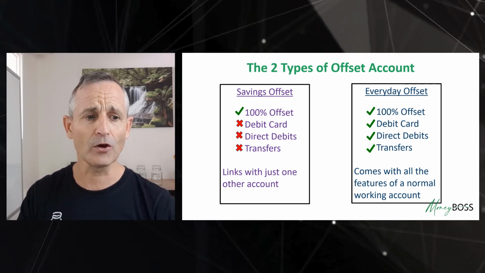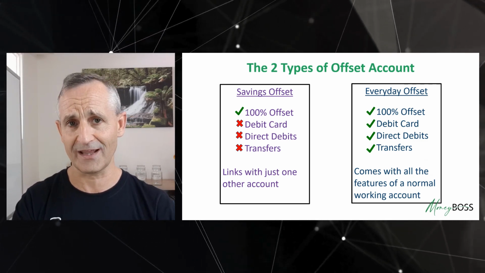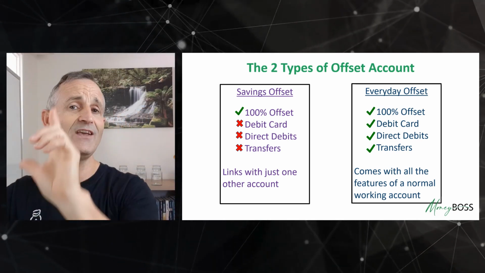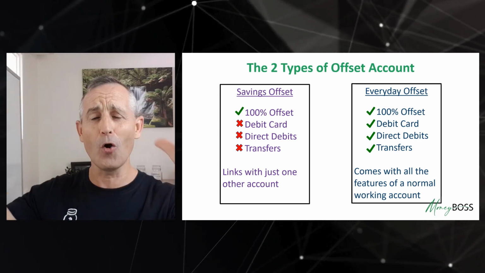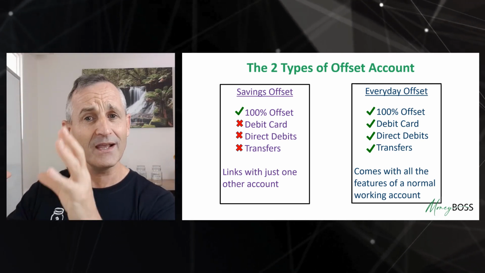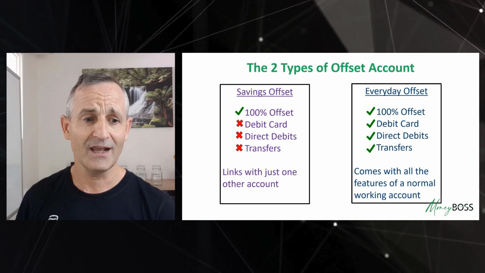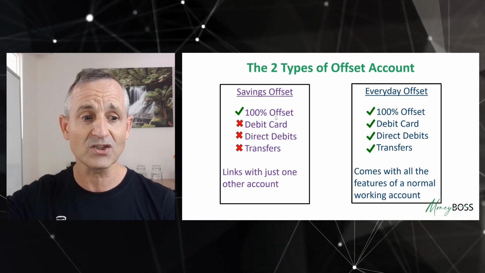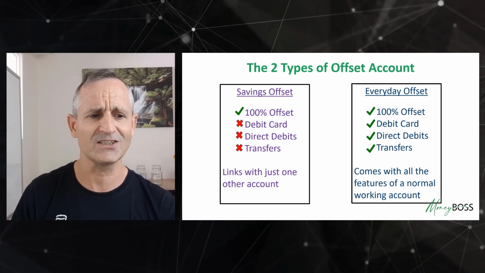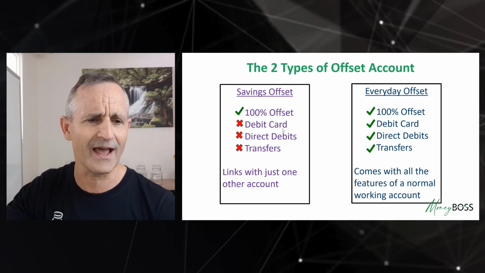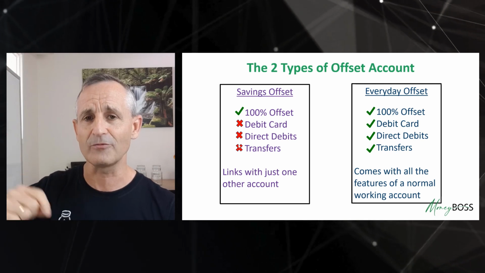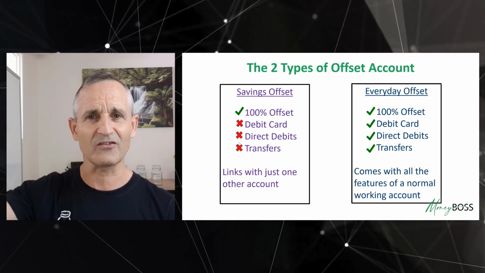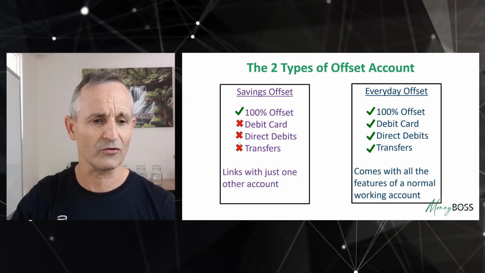Okay, so let's have a look at the two different types of offset accounts. On the left-hand side, we've got what's called a savings offset account, which is really a no bells and whistles type of account. It's purely just a savings account in that any money sitting in there is 100% offset against your mortgage, but you don't have a debit card attached to it. You can't do direct debits out of it, and you can only do transfers between one other key account. So generally, that's your transaction account. You can only move money between those two.